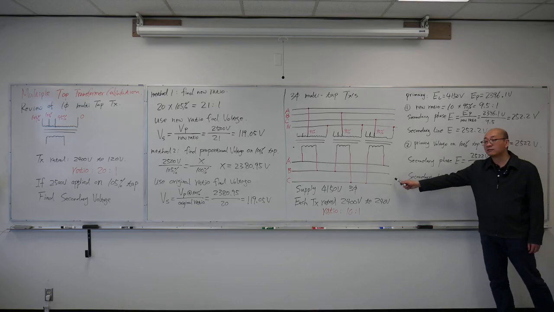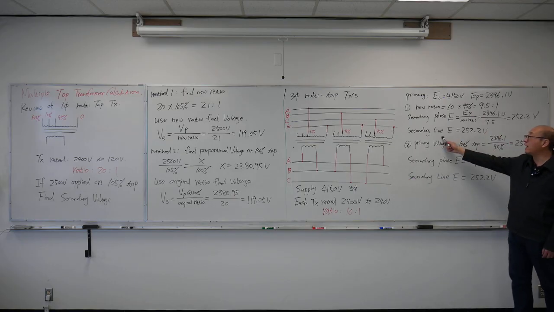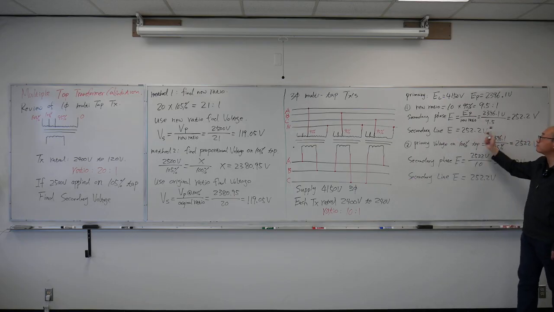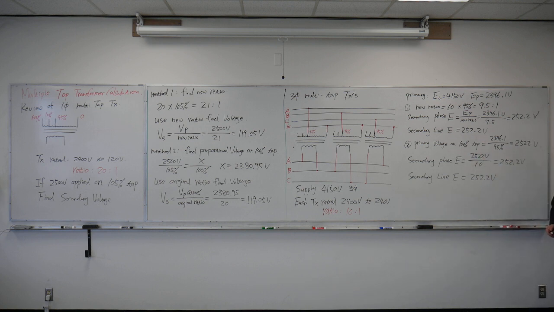Secondary side is delta connected. So line voltage equals the phase voltage. So the line voltage on the secondary side is going to be 252.2 volts.